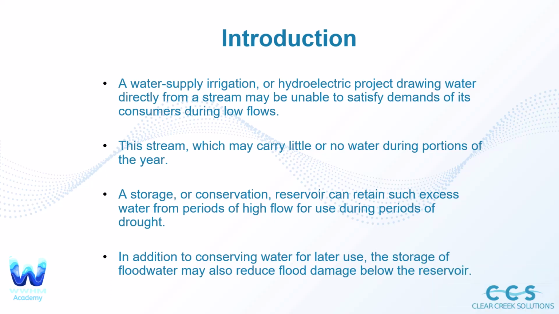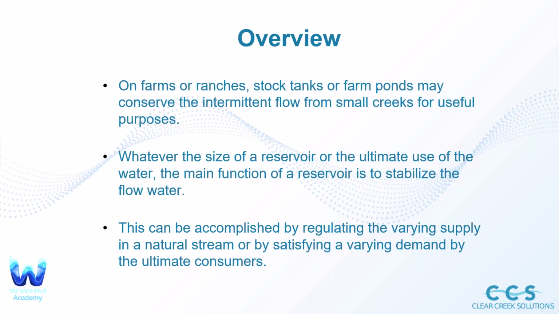In addition to conserving water for some later use, the storage of flood water may also reduce some of the flood damage below the reservoir, so it may include some mitigation, right? During these high output months, you're able to store some of that water, and then when we get to the drought times, it's able to be utilized for the community. And on farms or ranches, stock tanks or farm ponds may conserve the intermittent flow from small creeks for useful purposes. Water is always being used in different farm situations.